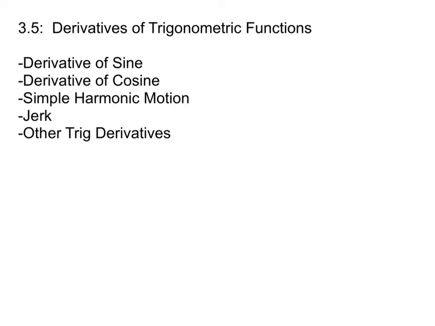Hi, today we're going to be talking about 3.5 derivatives of trigonometric functions. We're going to be finding what is the derivative of sine and the derivative of cosine. We're going to talk about what simple harmonic motion is. We're going to talk about jerks, or really just jerk, and we're going to be looking at the other trig derivatives that there are.